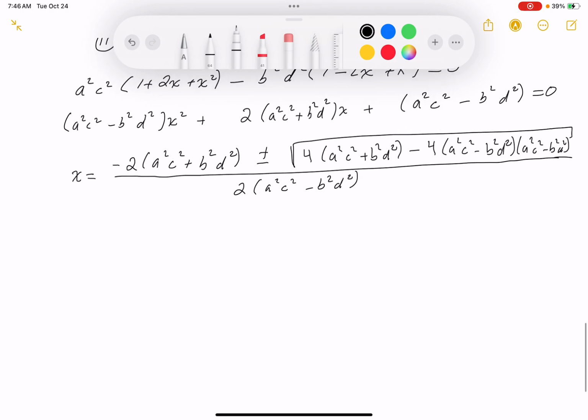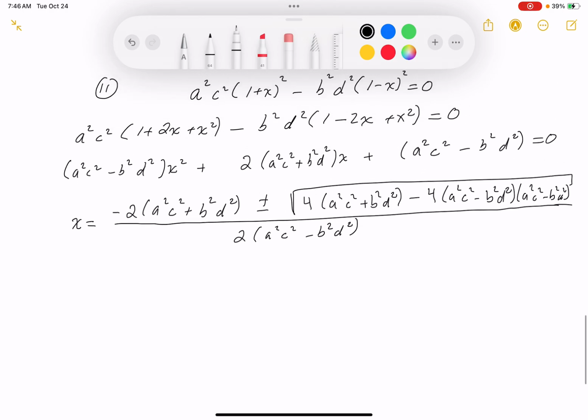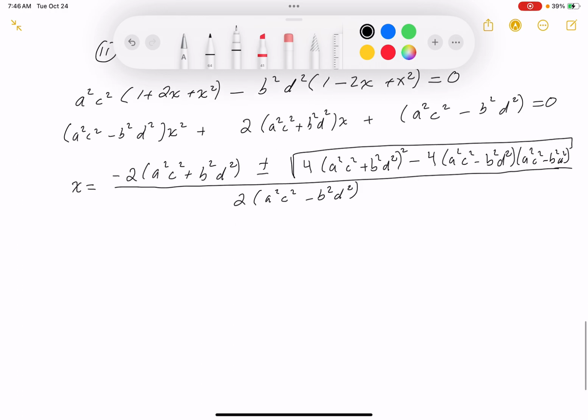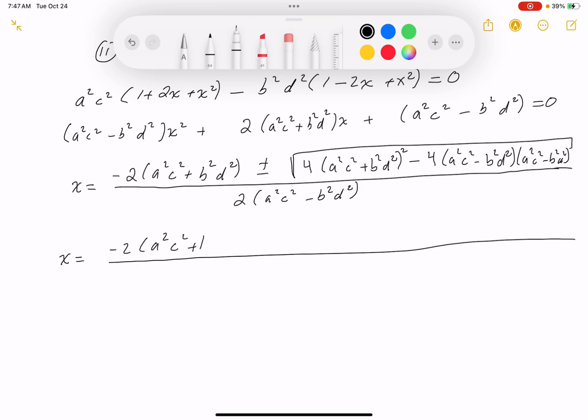Let's take a look at this over here. Oh, by the way, I forgot to do something. All right, so I'm going to write this down. X equals, and I'm going to write then, minus 2, a squared, c squared, plus b squared, d squared. I get a 2 in the bottom. That's a squared, c squared, minus b squared, d squared, plus or minus.